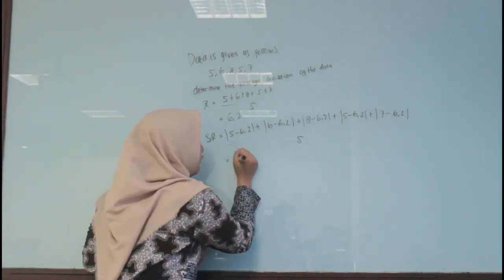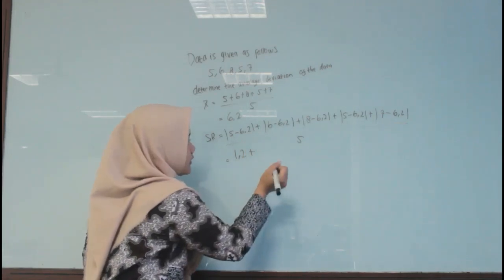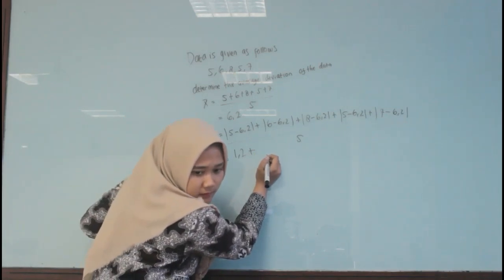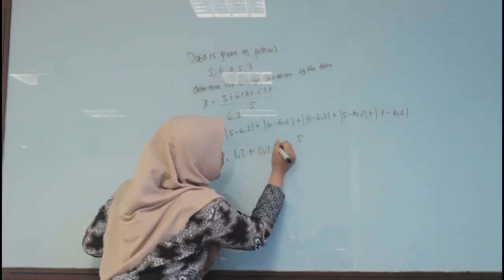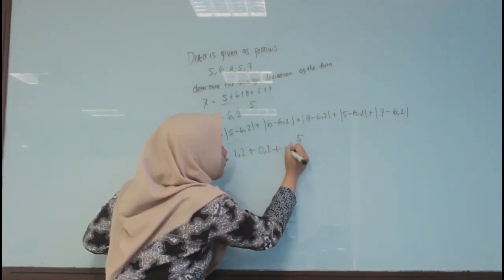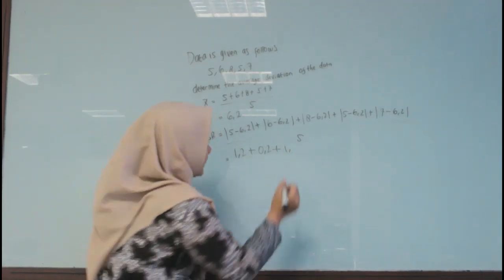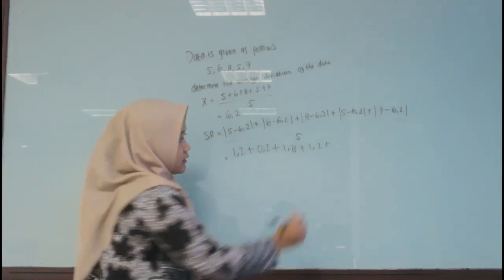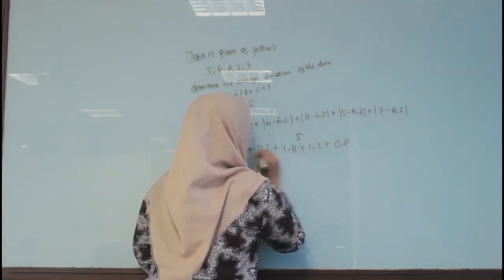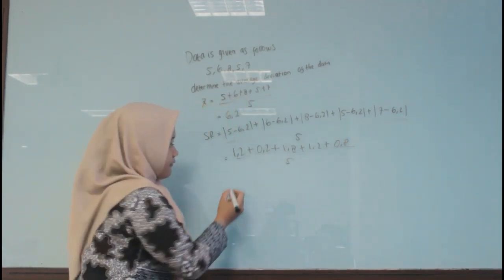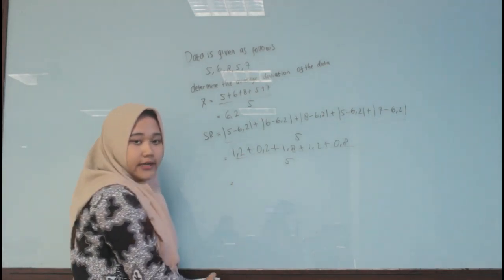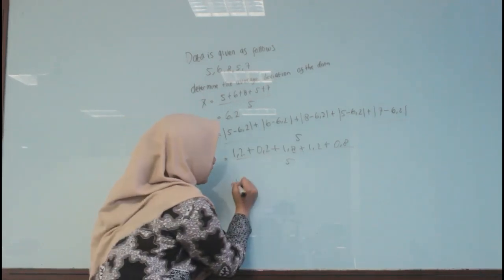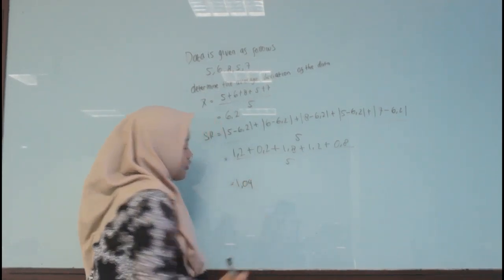And we get 1.2 plus 0.2 plus 1.8 plus 1.2 plus 0.8 divided by 5. So the average deviation is 1.04.